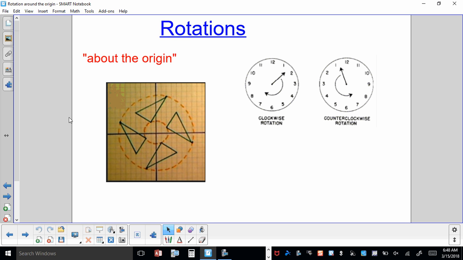Today we'll be performing rotations as the type of transformation. All these rotations will be what we call about the origin, or around the origin, on the coordinate plane. Some of the rotations will be in a clockwise rotation, and some will be in a counterclockwise rotation.